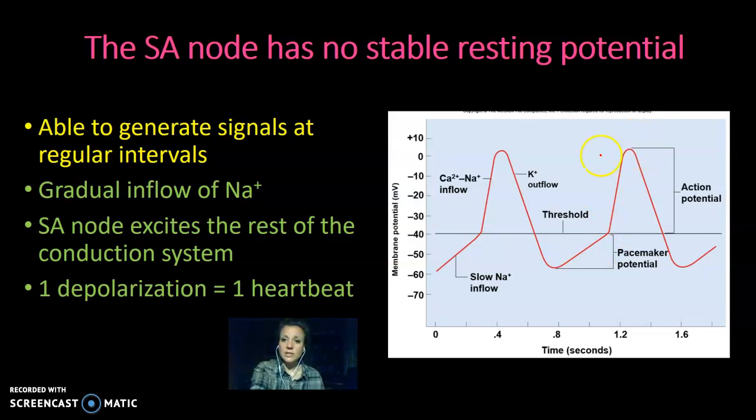Notice that our action potential is happening here once we have calcium and sodium in the cells, and then our potassium is flowing out. And so that's where the action potential is happening. So each time that we get depolarization of our SA node, each time we actually have our calcium going in and our sodium going in, when we have that depolarization happening, that is one heartbeat. So this is happening all the time.